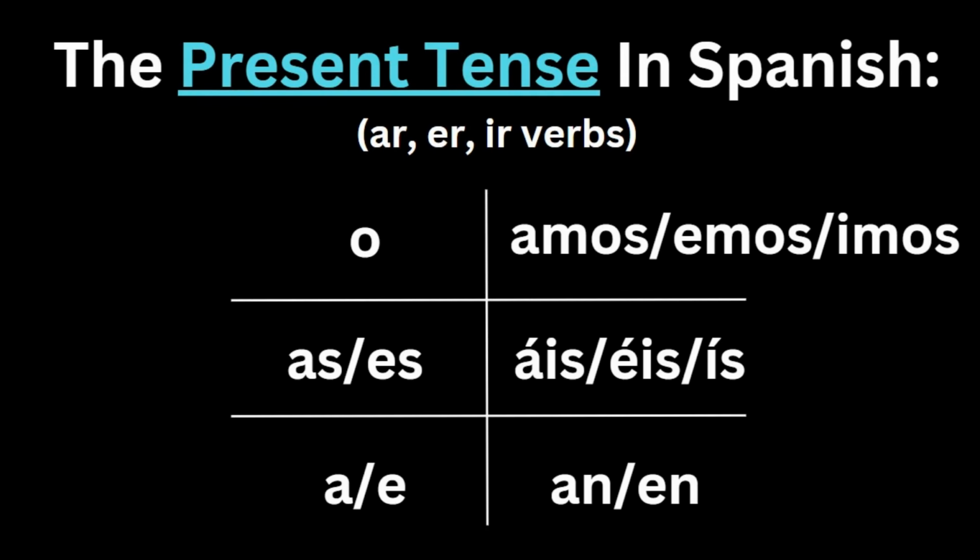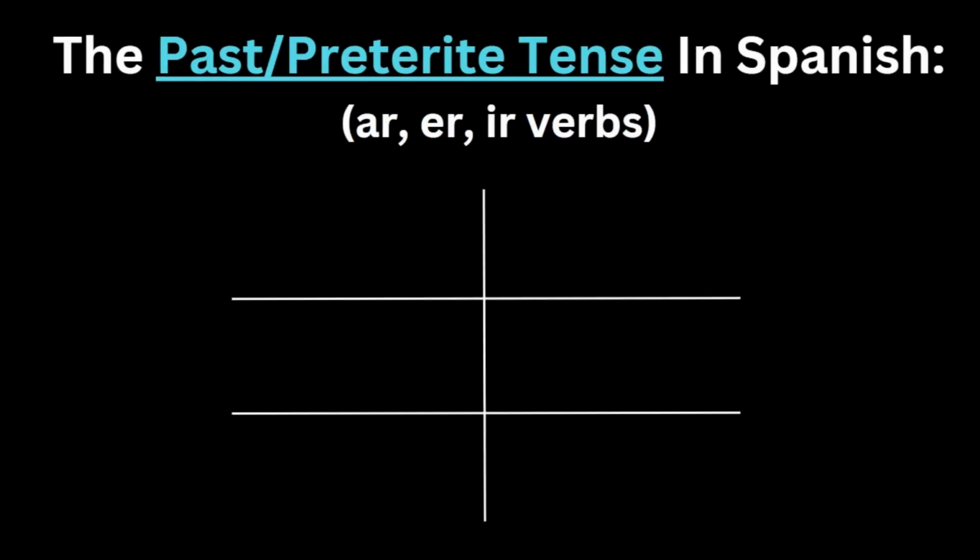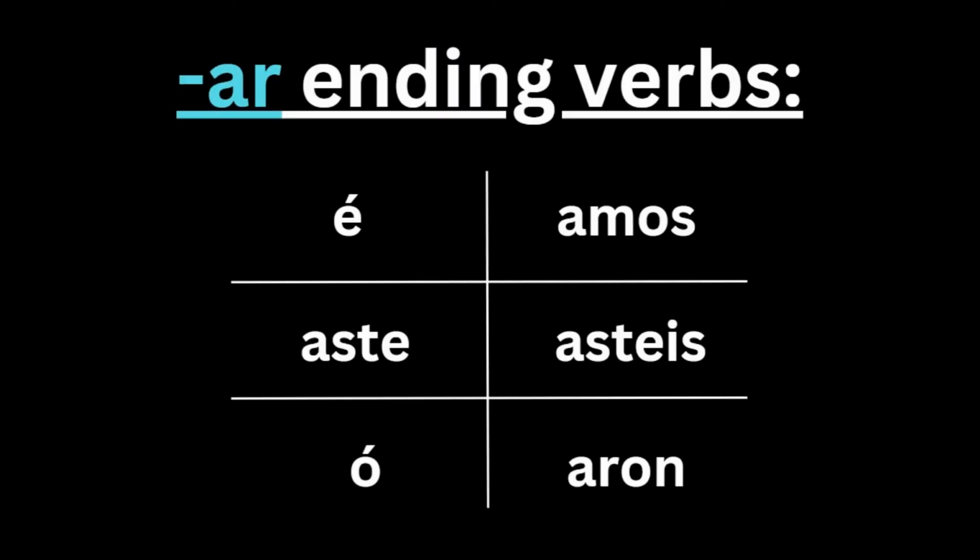The past tense for regular verbs in Spanish follows the same idea as the present tense, which I covered in one of my previous videos. But in this video, I will only explain the past tense for regular AR, ER, and IR verbs in Spanish, also known as the preterite or past simple tense. Just like with the present tense, the past tense follows the same idea of dropping off the ending of the AR, ER, or IR verb, and then adding the ending that corresponds with the pronoun. Let's start with regular AR verbs.